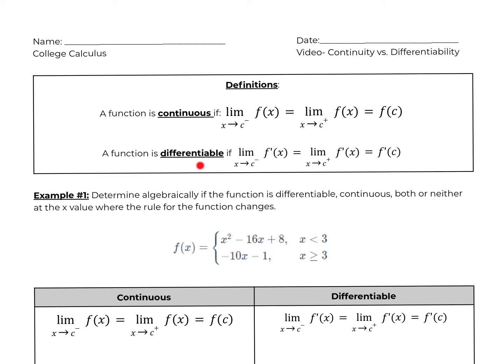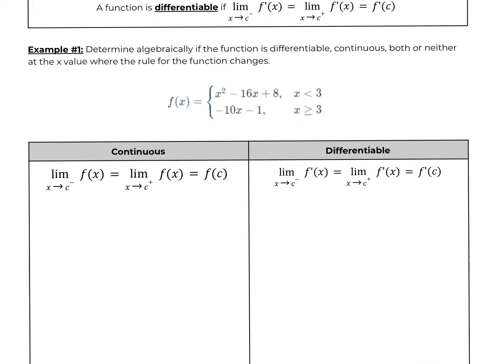A function is differentiable if the limit from the left of the derivative is equal to the limit from the right of the derivative, which is equal to the derivative of that value. So let's put these two definitions into play with an example.